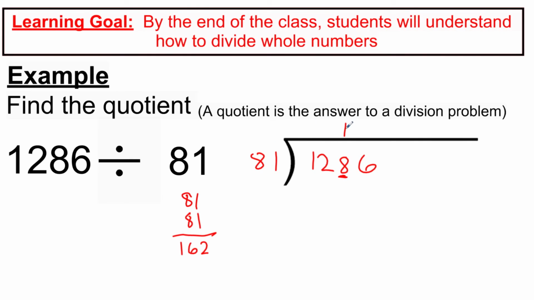Okay. So now I'm going to say 1 times 81 goes here. And again, note what I did. This is the 1's place and the 10's place. I placed it below the 1's and the 10's. I didn't place it below the 1 here because this is hundreds and I don't have any hundreds.